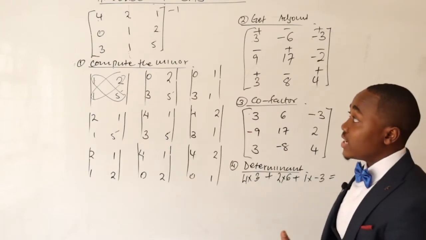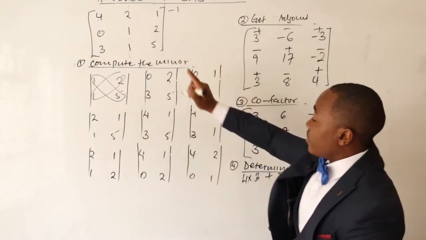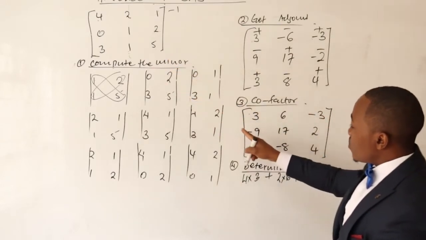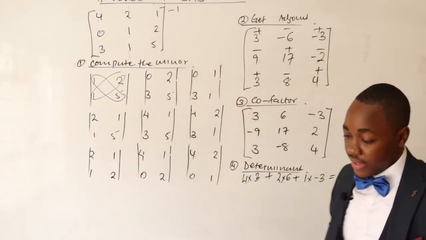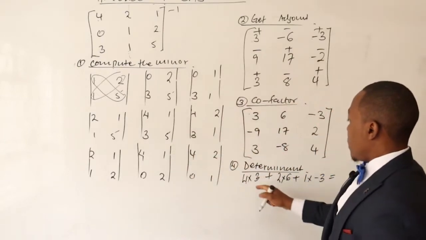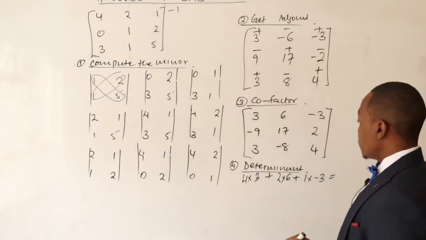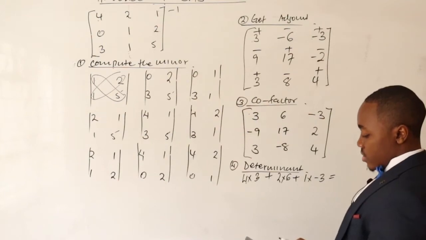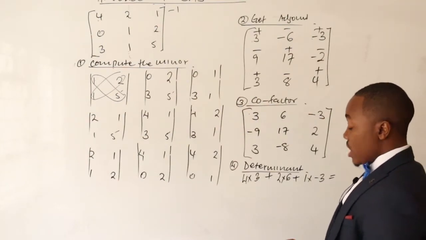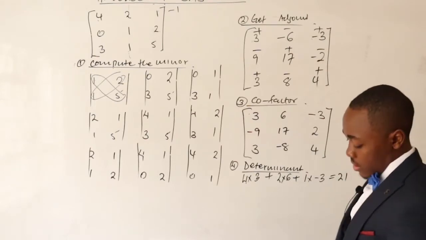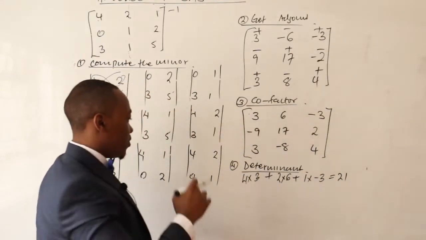Or you can still decide to choose the second row, you multiply by the second row. Or the third row, and you still get the same determinant. So here we have 12. Here we have another 12. And then you minus 3. And you'll have a determinant of 21.